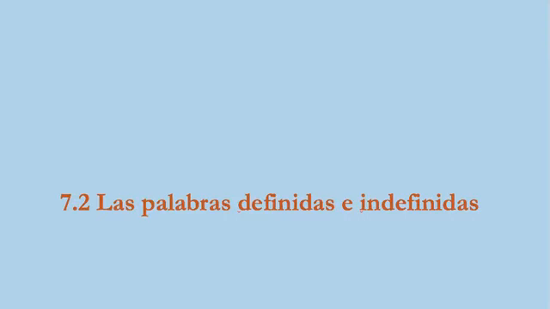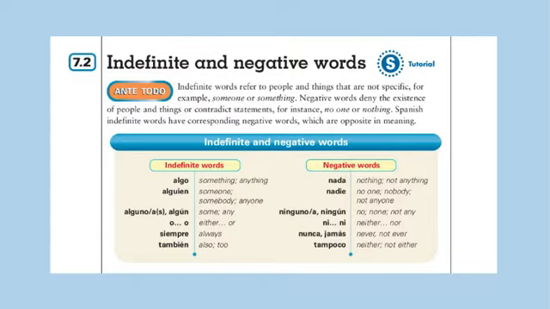Section 7.2. Las palabras definidas e indefinidas. So indefinite words refer to people and things that are not specific. For example, something or someone. Whereas negative words deny the existence of people or things or contradict statements. For example, no one or nothing.